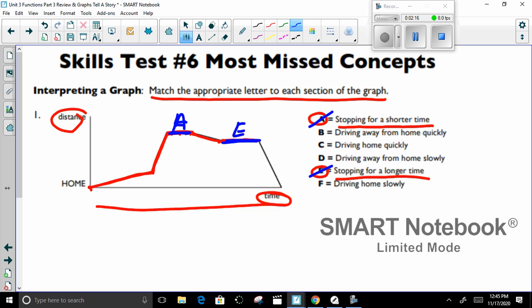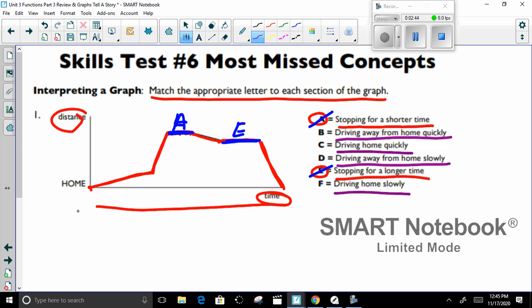That flat part there is my stopping parts. They're going no distance, but there's a certain amount of time, so they're staying at that location for a certain amount of time. All right, obviously this last part is driving, seems to be pretty quickly, back home. Driving away from home quickly, driving home quickly, driving away from home slowly, driving home slowly.